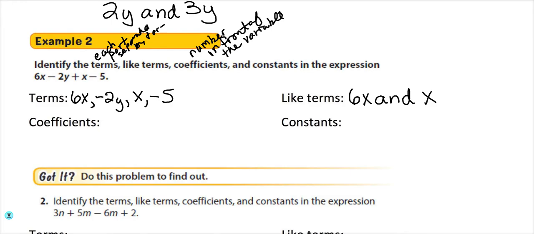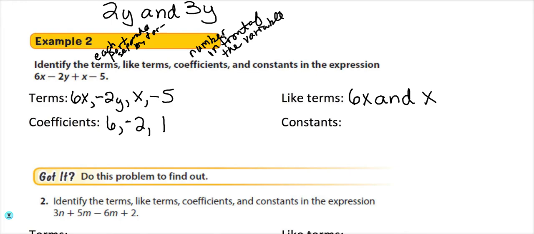So what numbers are in front of the variables? Well, we have a 6. We have a negative 2. We have, when x is by itself, remember that means 1x. That's where everyone misses the most. Okay, and then that's going to be it. So it's 6 and negative 2 and 1.